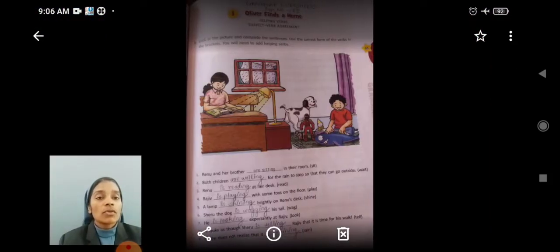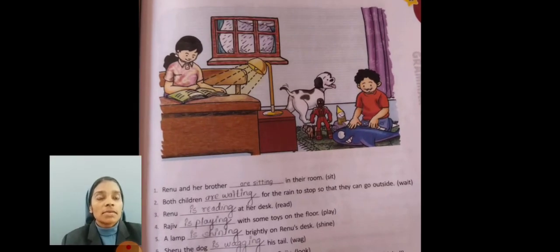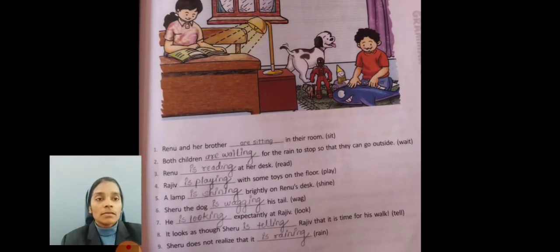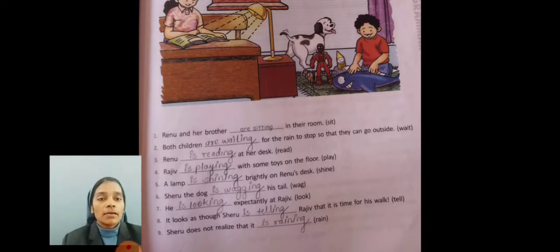Dear students, now we'll go through the exercise on page number 65. Please look at the first one. Renu and her brother are sitting in their room. Here the subject, Renu and her brother, is a plural subject. So we use the auxiliary verb are. In the continuous tense, we use the ing form of the verb. So, sitting.